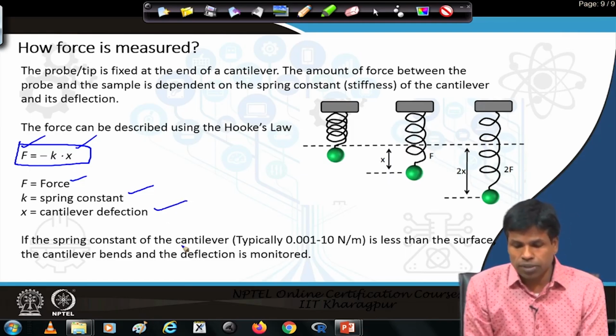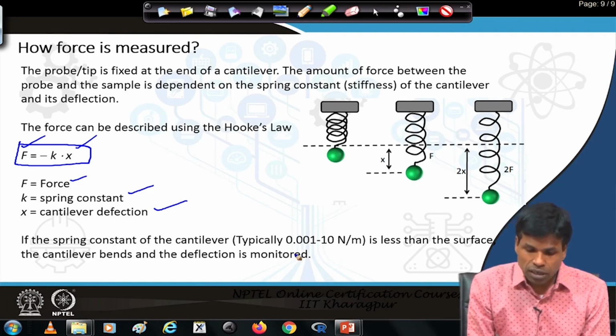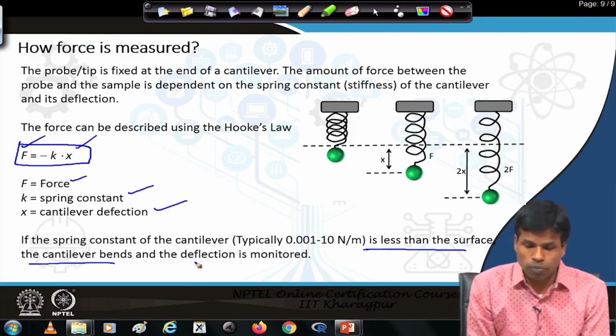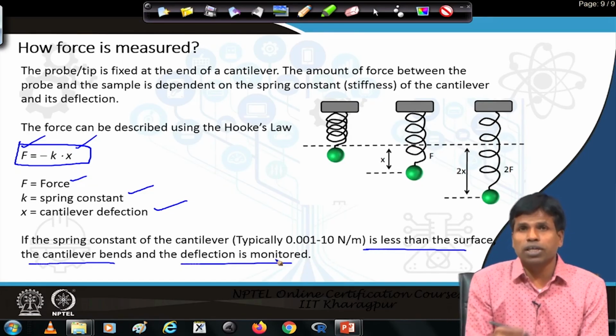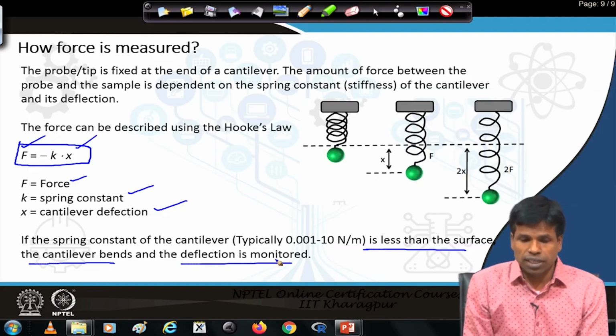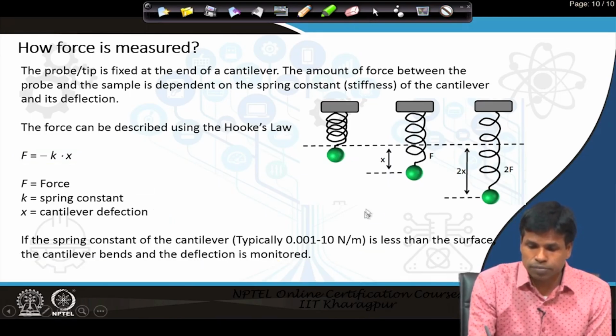The spring constant of the cantilever is normally in the range of 0.001 to 10 Newton per meter. If the spring constant of the cantilever is less than that of the surface, the cantilever will bend and deflection will occur, and we can measure that deflection to know how much the cantilever is bending, and then accordingly we can create a 3D image, as you will see later in a more detailed manner.